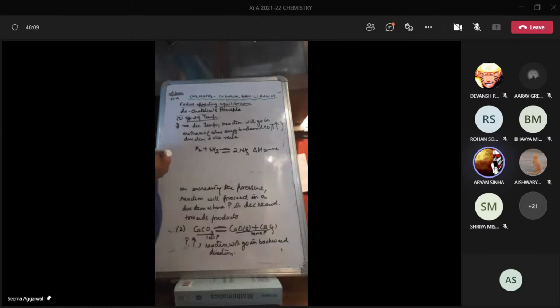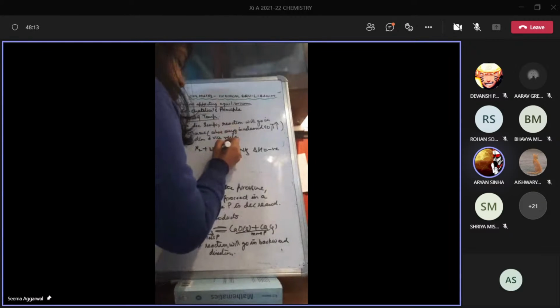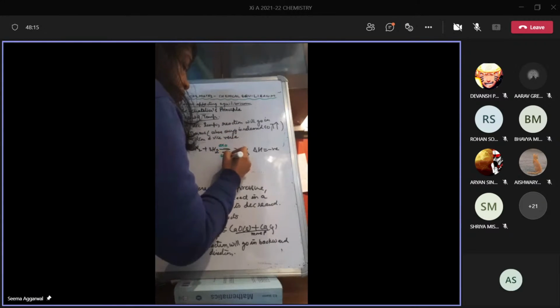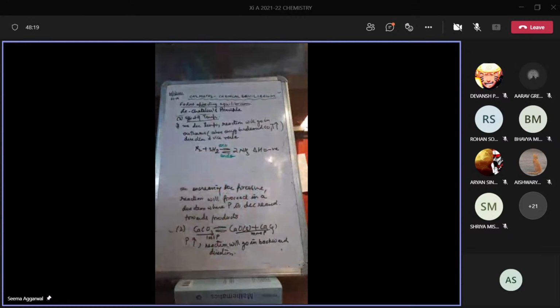When that energy is released, it means the forward reaction is exo and the backward reaction will be endo. Negative means in the forward direction energy is released. That is, forward direction is exo and backward is endo.